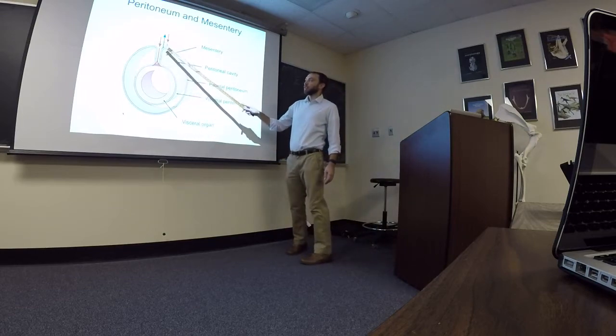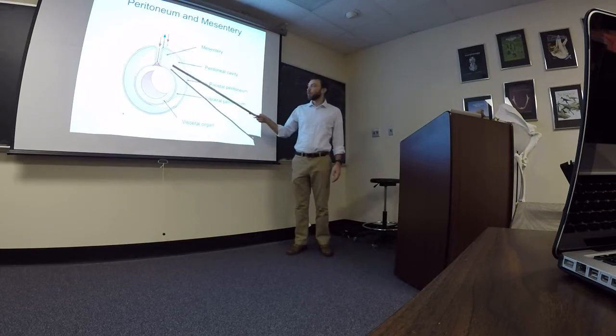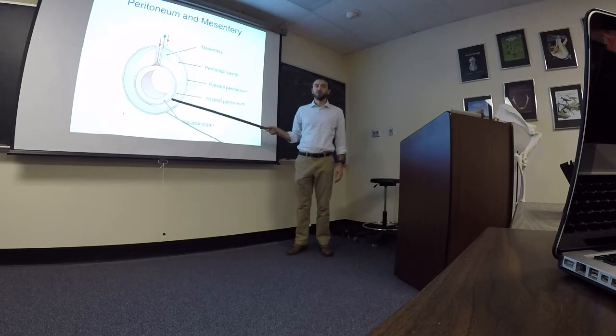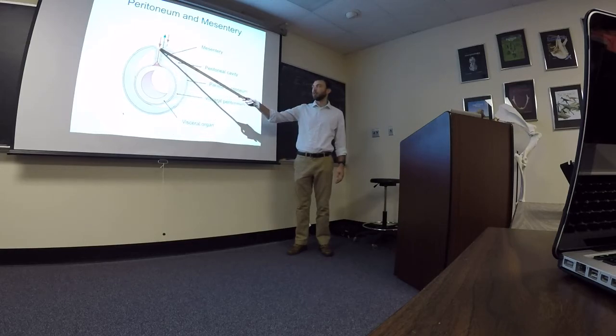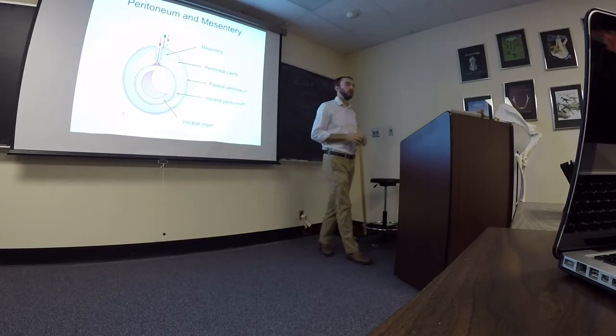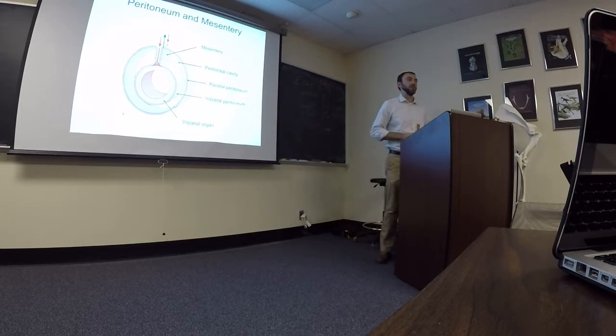But we need to get vasculature and nerves to these visceral structures. And in order to do that, they're going to pass through these double folds of peritoneum called mesenteries, which are going to suspend the abdominal organs either from the abdominal walls or from adjacent organs.